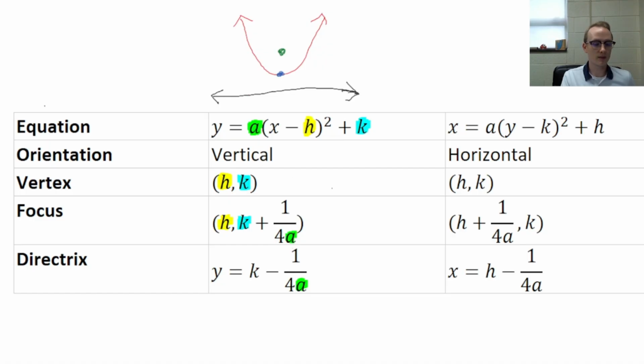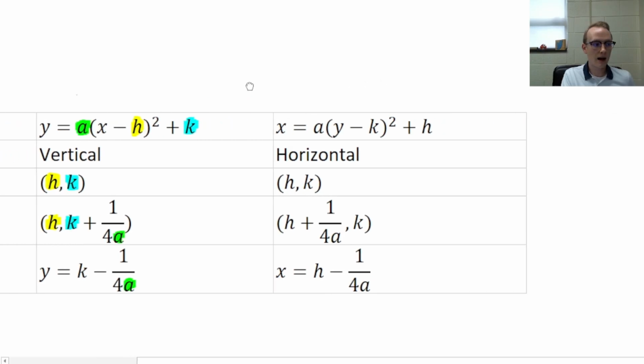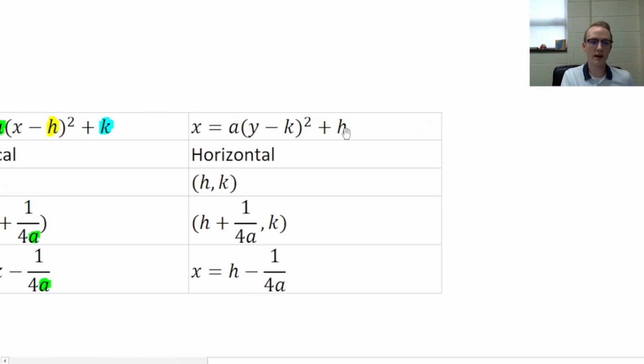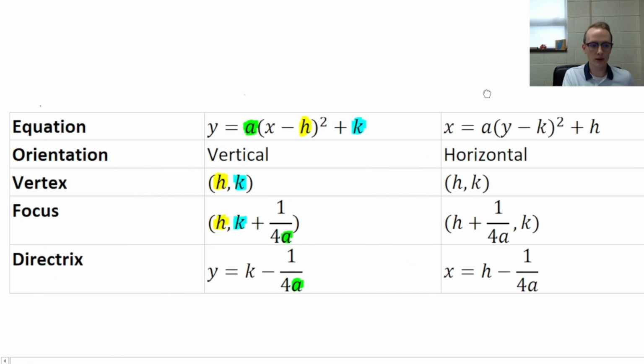But this might be new. We can also have a horizontal parabola. So we're going to talk about that next. Okay? If we have a horizontal parabola, the idea is pretty similar, okay? But we've got a few things that are different, okay? So I guess I'll move back over here so we can see what these rows are talking about.